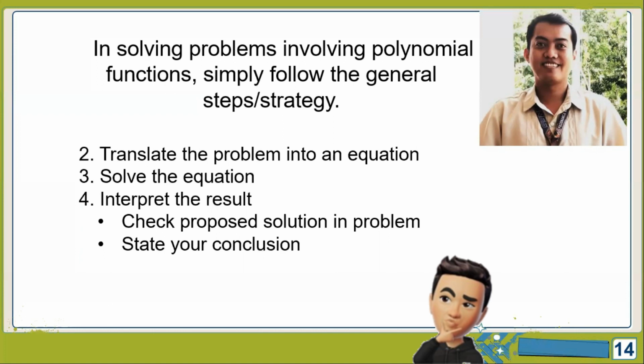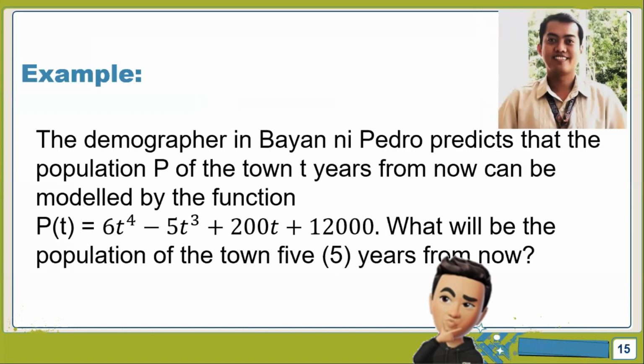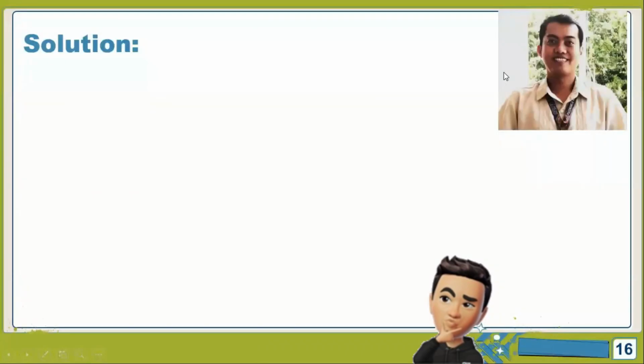So let's try answering one example. The demographer in Bayan ni Pedro predicts that the population P of the town t years from now can be modeled by the function P of t equals 6t raised to the 4th power minus 5t cubed plus 200t plus 12,000. What will be the population of the town 5 years from now? Here are the solutions. We know that t is 5 years from now, and the polynomial function is P of t equals 6t raised to the 4th power minus 5t cubed plus 200t plus 12,000. For our first step, we will substitute the value of t, which is 5.